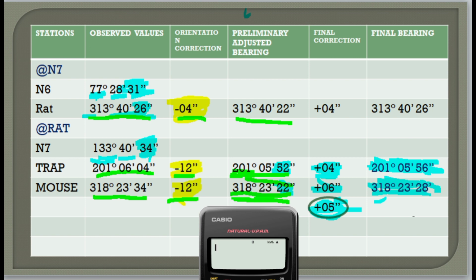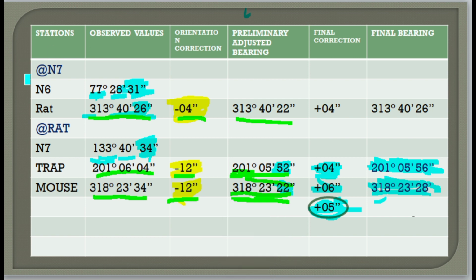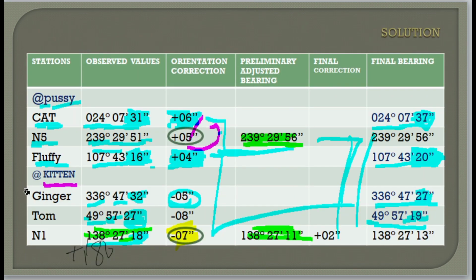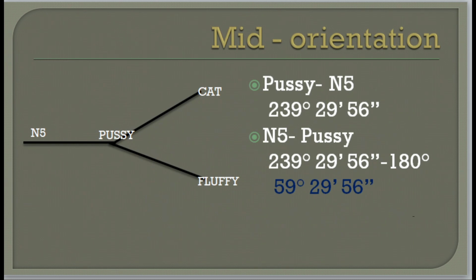So here we had the mid orientation, and our mid orientation was on this part here, from the pussy to N5. But on our table here we had already oriented the correction and gotten our preliminary adjusted bearing as 239 29 56. So this was the correct preliminary adjusted bearing of the pussy to N5. So this is where our mid orientation correction is.